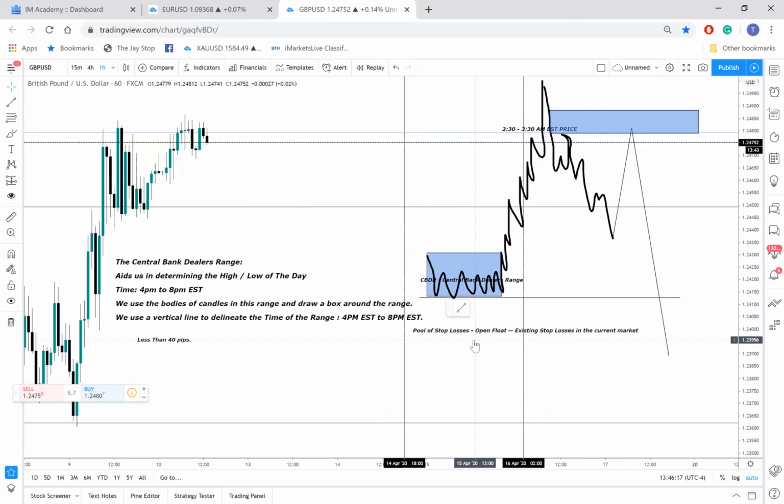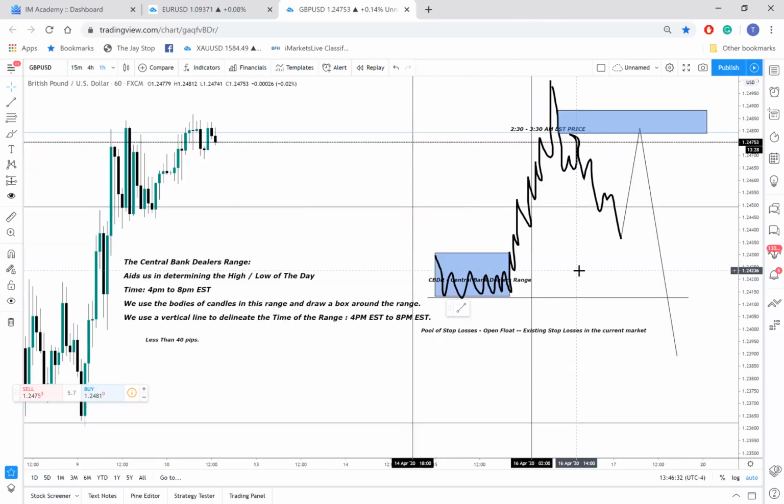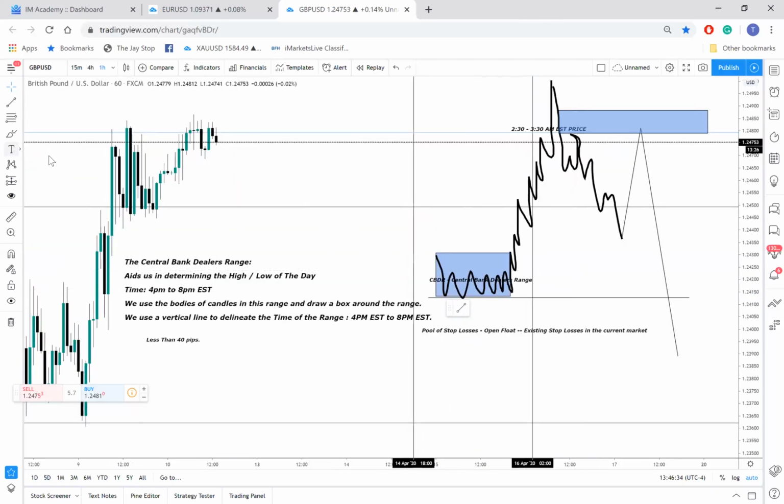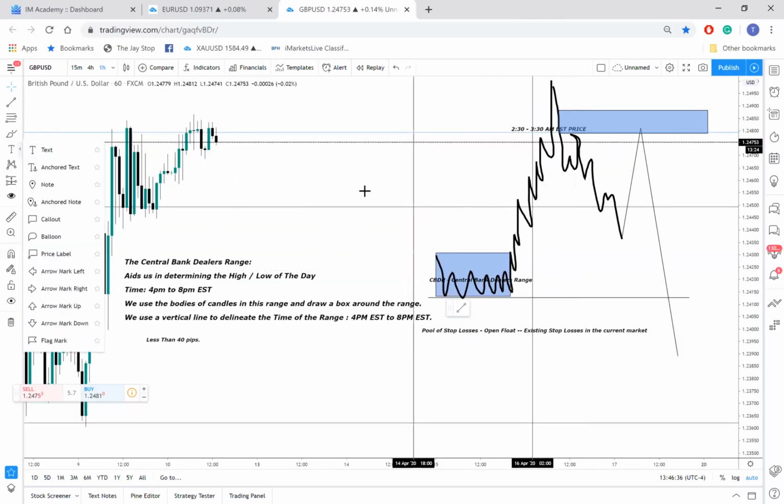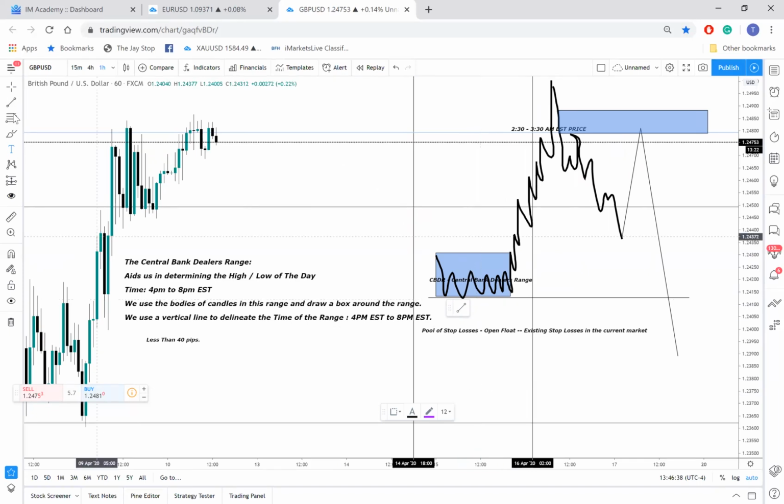Now, what's super important about this is that we're giving you literally the keys on how to unlock the high and low of the day. That's the biggest takeaway. And we're doing that by using this dealer's range, right? So if I draw this out in a box, right?